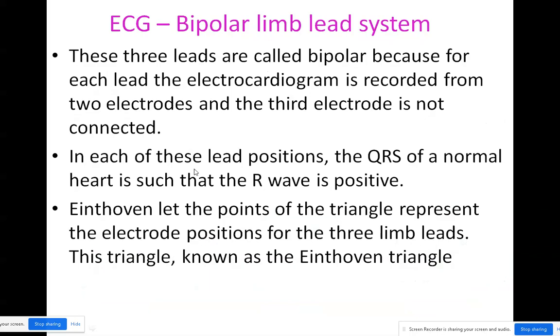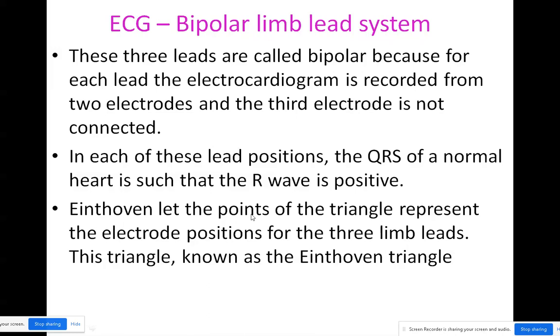Then in each of these lead positions, the QRS of a normal heart is such that the R wave is positive. That is, you will be getting the QRS waveform for each and every heartbeat. In the QRS waveform, the R wave will always be positive for the normal heart. So for normal heart operation, the R wave will always be a positive signal.